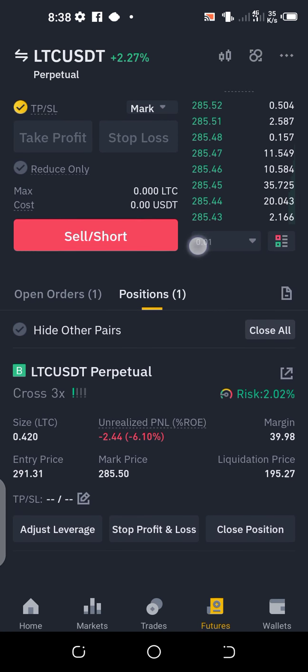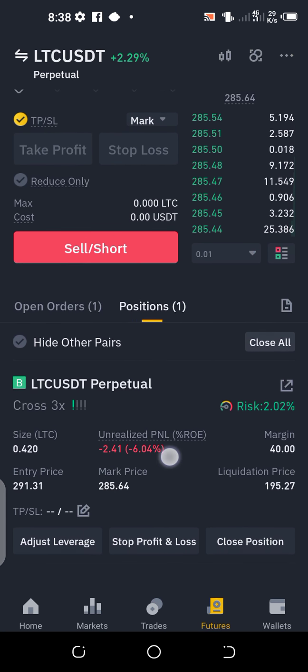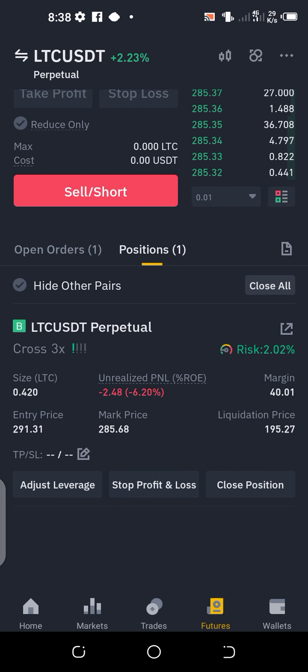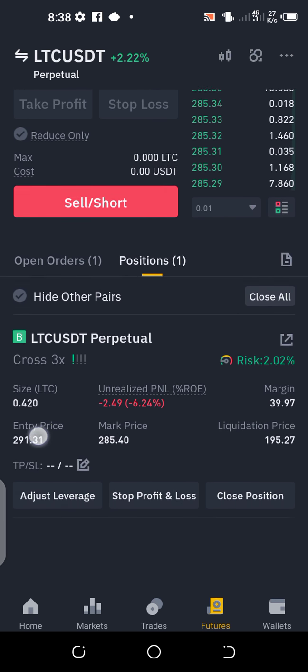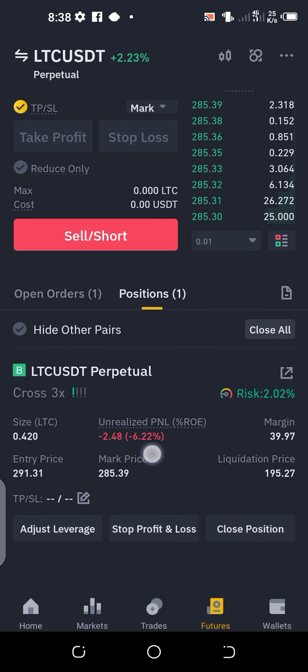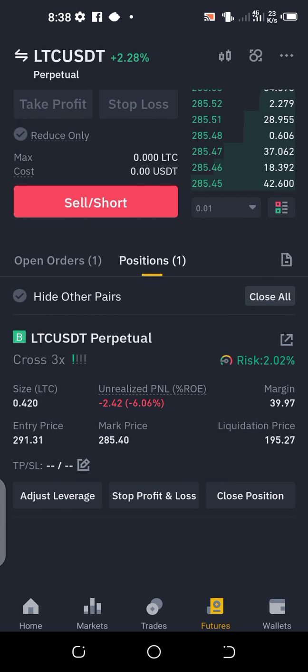And here this is PNL. PNL means profit and loss. And we have the mark price. This is the mark price. Mark price shows the current market price. You can see along the market, it's green here. This is my entry, when I entered at 291, and the market has gone down to the mark price. It has gone down below my entry price, so that's why I'm in loss of $2 plus.